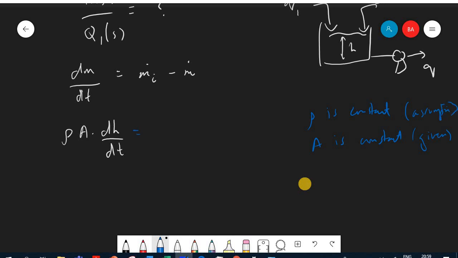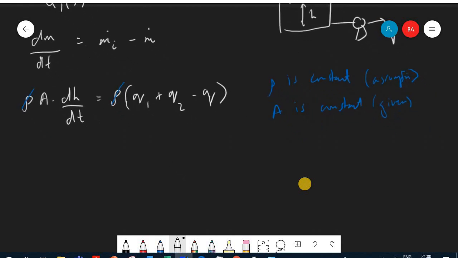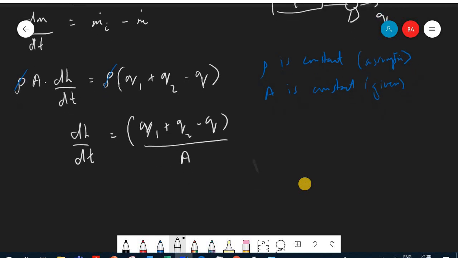And so for the input flow rate, dm by dt is equal to the mass inflow minus outflow, where mass flow is rho times volumetric flow. The system is using Q1, so I'm going to use rho Q1 plus Q2, these are the two inputs, minus Q, which is the output. Of course I can cancel out the density terms, and I'm going to have my equation that looks like this: dH by dt is equal to Q1 plus Q2 minus Q, divided by area. So that is my equation here.